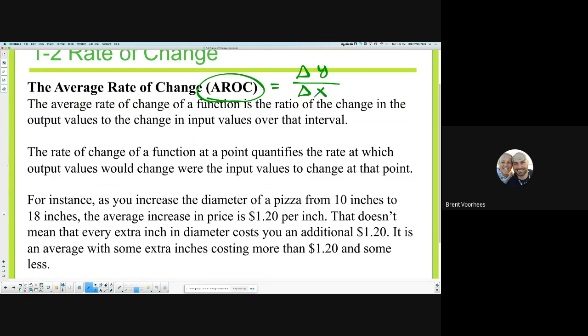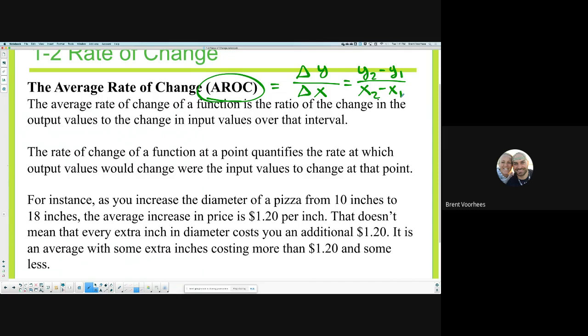I'm speaking English, but I'm writing in math. Some of you can speak English, and write in Spanish. I'm speaking English, I'm writing in math. That says the change in y's divided by the change in x's. You could have written it this way in Algebra 1: y2 minus y1 over x2 minus x1. That's how you calculate your slope or your average rate of change.